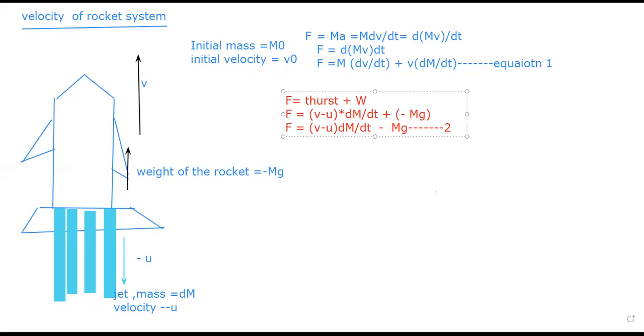Both equations 1 and 2 are the same, so I will equate equation 1 and equation 2. First I will take equation 1 on the left hand side: m dv by dt plus v dm by dt. This is equal to the right hand side, equation 2: V minus U times dm by dt. This is the thrust acting, and again here we have minus mg.